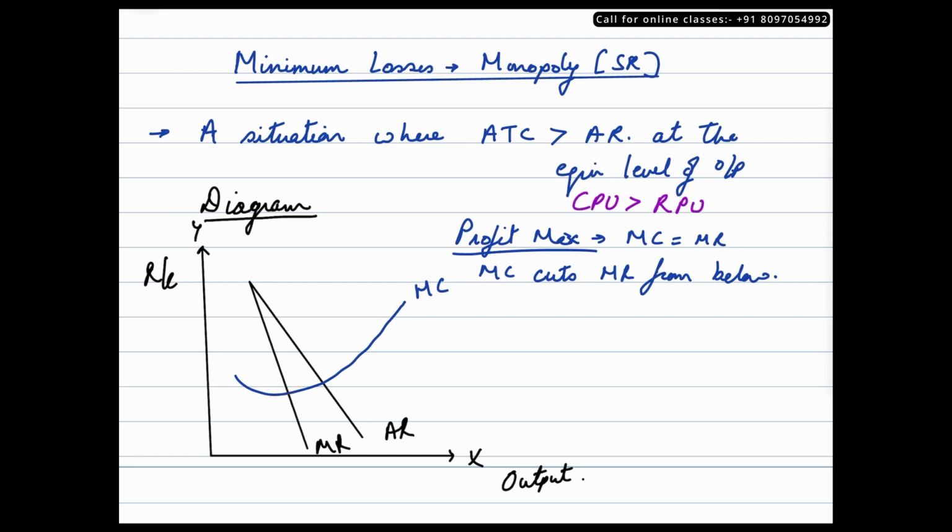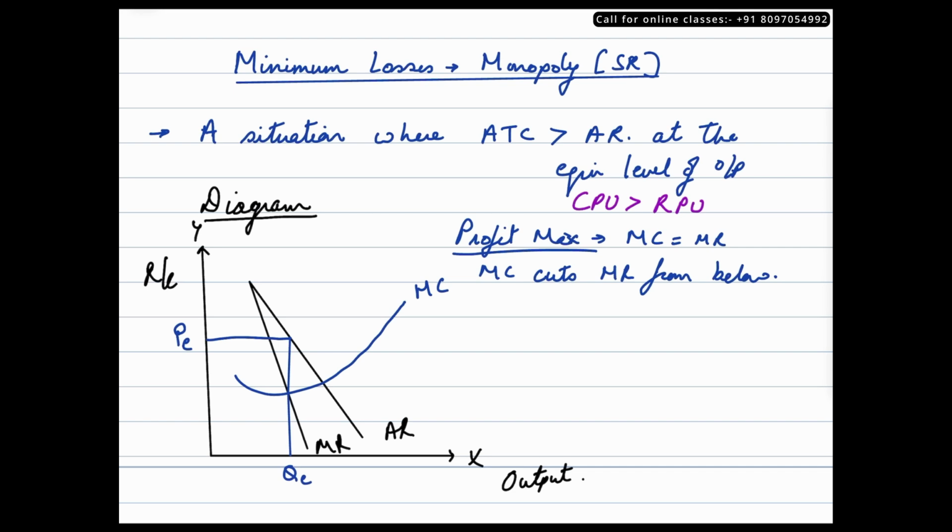So let's see what is the level of output at which the monopolist would maximize his profits. To get that level of output, all you need to do is just get a perpendicular down here and extend it all the way until it touches your average revenue curve like this. And from here we need to touch it to the y-axis. So this becomes price at equilibrium and quantity at equilibrium.